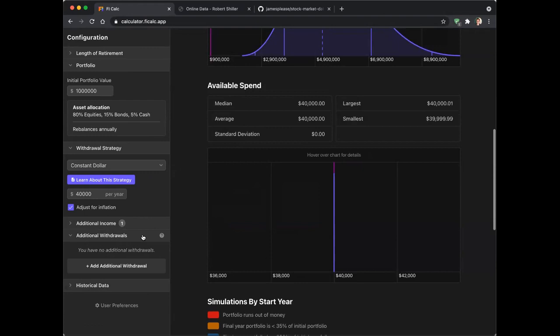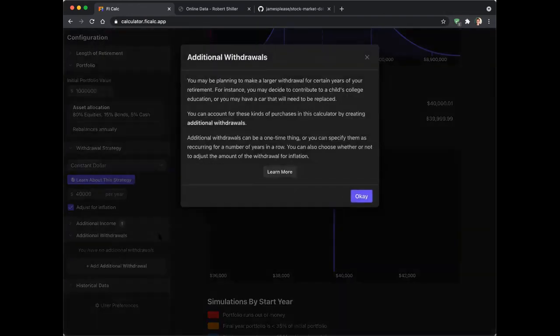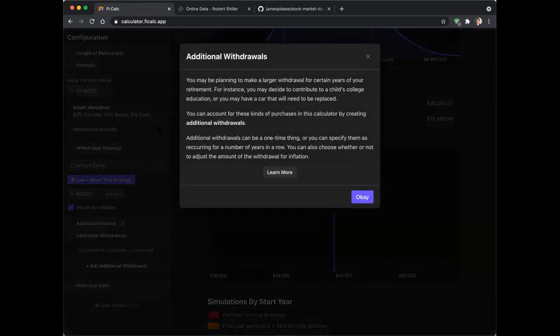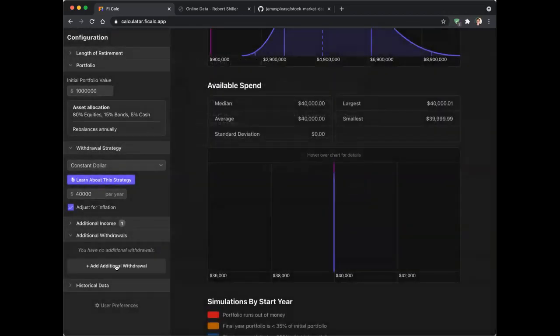I'll move on to additional withdrawals. So sometimes you might know that you're spending $40,000 a year, but also you know that you need a car. And maybe you want to factor in buying a new car or a used car every 10 years or something like that. Or maybe you're saving up for someone's college or just other things that might come up that you need to factor in. Well, you can do that through additional withdrawals.